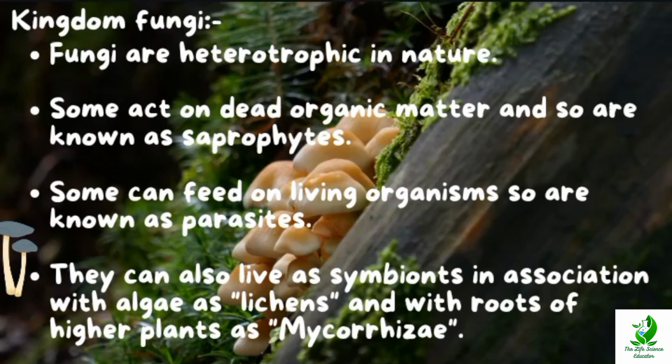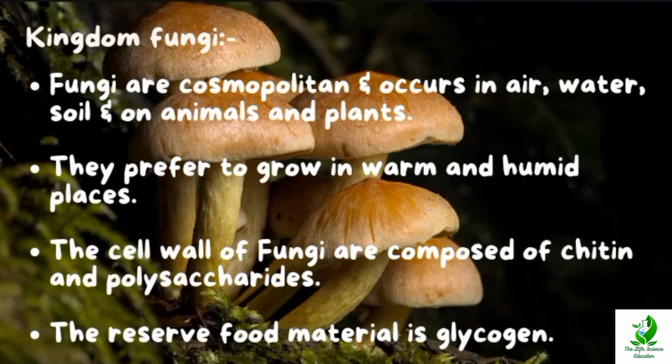Symbiotic association means one in which both the organisms get benefited. These fungi are cosmopolitan in nature, meaning they are found almost everywhere. They occur in air, water, soil, and on animals and plants, and they prefer to grow in warm and humid places. The cell wall of fungi is composed of chitin and polysaccharides, and the reserve food material is glycogen.